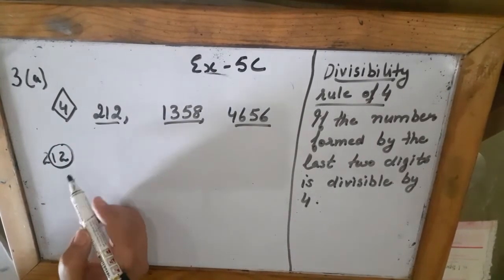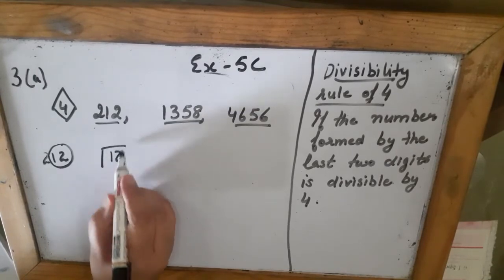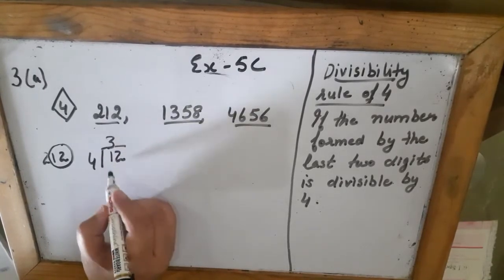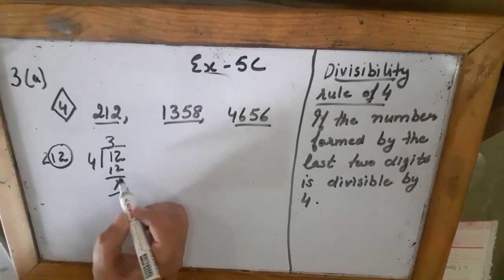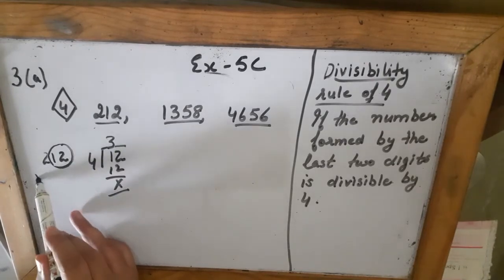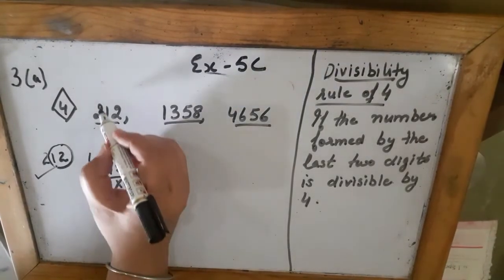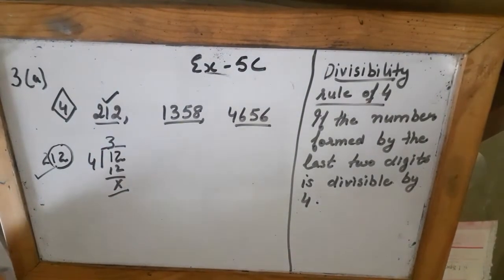12. Okay, now do you get this 12 on the table of 4? Means is this divisible by 4? Yes, 4 3s is 12. So I will see the last two digits. If they are divisible by 4, it means this number is divisible by 4. Now 12 is divisible by 4, 4 3s is 12. So it means this number is divisible by 4.